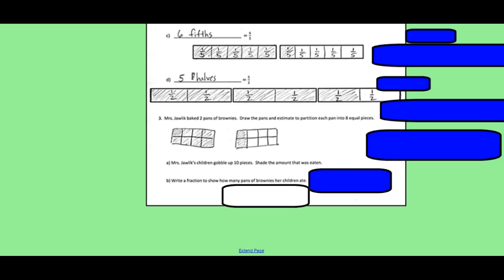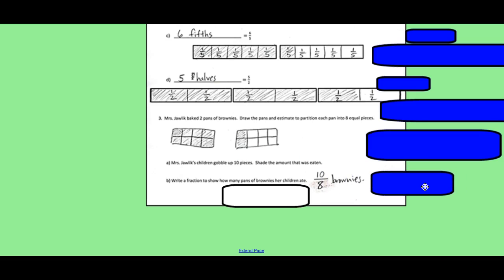And the denominator of our fraction is going to stand for how many pieces each whole had. And we know that in both pans there were 8 pieces of brownies. And we know that 10 pieces got eaten altogether. So 10/8 of the brownies were eaten by her children. So the fraction that I was looking for was 10/8.